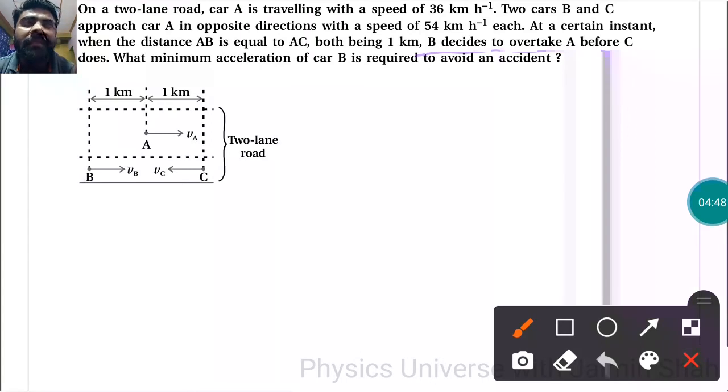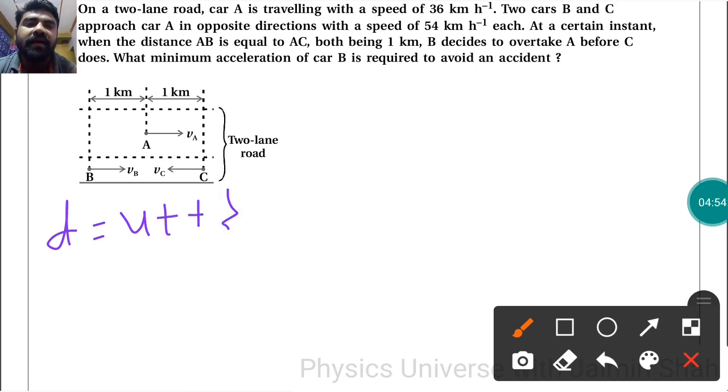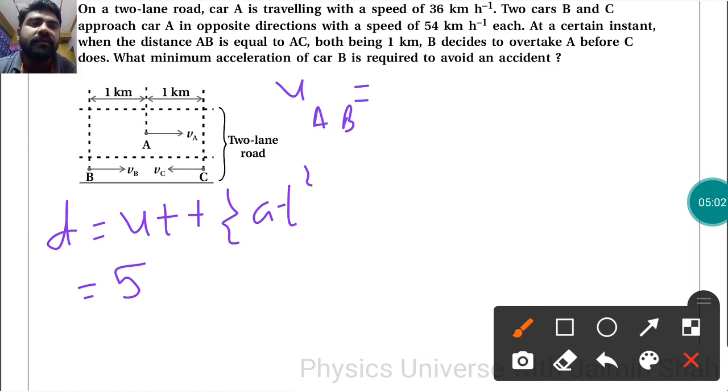So here by mistake I have put the wrong value. Actually that formula is D is equal to UT plus half AT square. Earlier we found that 5 value in U, in UAB. If you remember, 15 minus 10, 15 is of this 54 kilometer per hour and 36 is 10. So that is 5 meter second inverse.